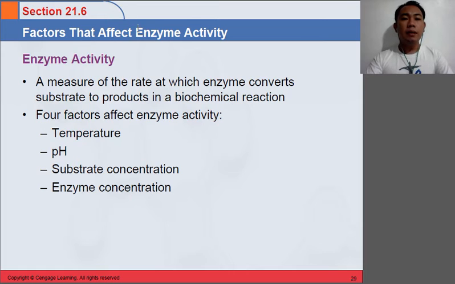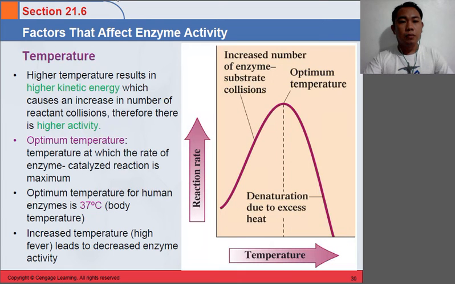So what are the factors that affect enzyme activity? These are the main four factors that affect enzyme activity: the temperature, the pH, the substrate concentration, and the enzyme concentration. First, we have the temperature.